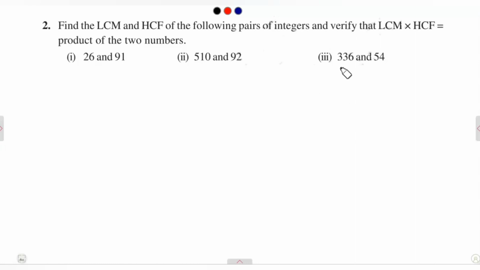Now let's see the third question. 336 and 54. Let us find the HCF of these two by taking prime factorization for both.